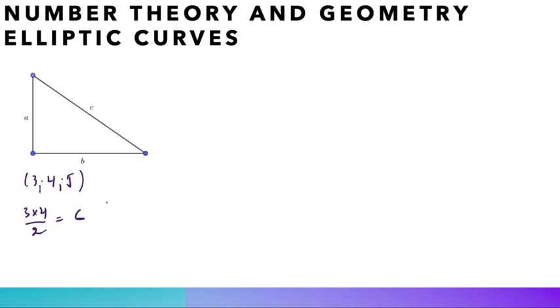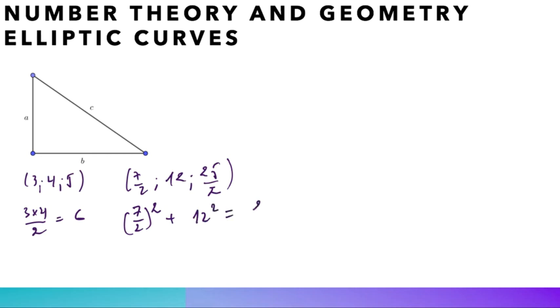Now if you take a look at the triangle 7 halves, 12, and 25 halves, we see that this triangle is a right triangle by a simple calculation. It is easy to verify indeed that 7 halves all squared plus 12 squared is equal to 25 halves all squared. And its area is equal to 7 halves times 12 halves, which is equal to 21. This means that a triangle with rational sides can have an integral area.